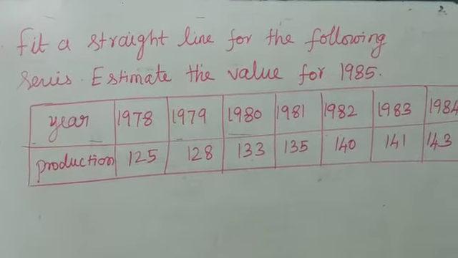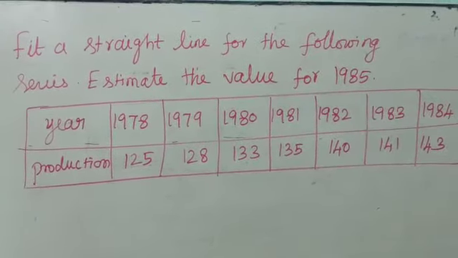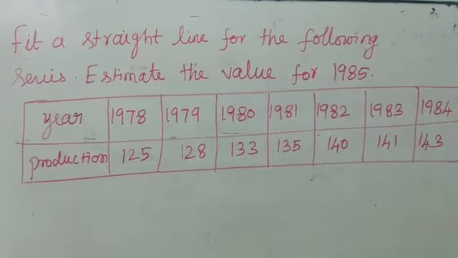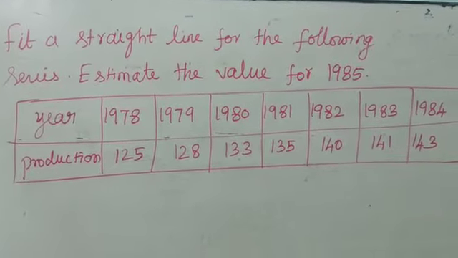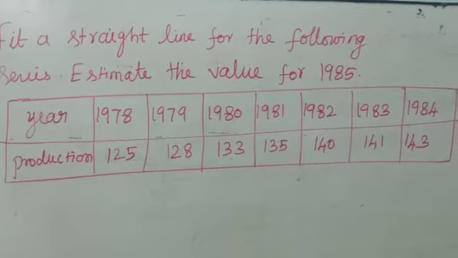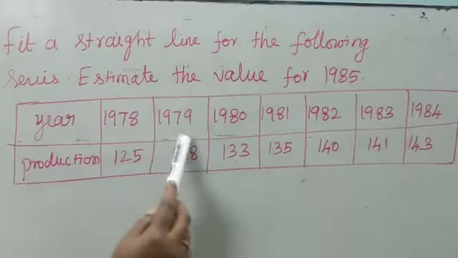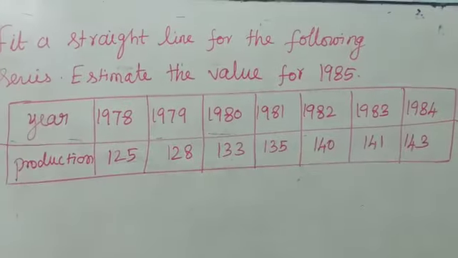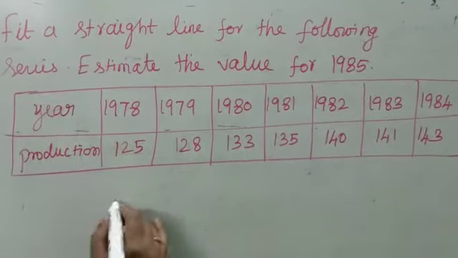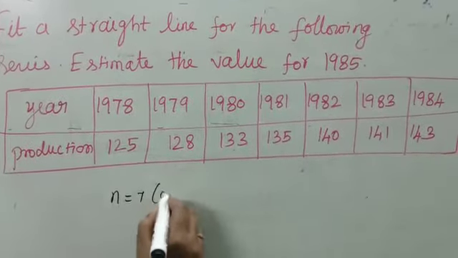Fit a straight line for the following series. Estimate the value for 1985. The first row, year, is given. The second row, production, is given. Count the number of data: 1, 2, 3, 4, 5, 6, 7. Here n is equal to 7, which is an odd number.